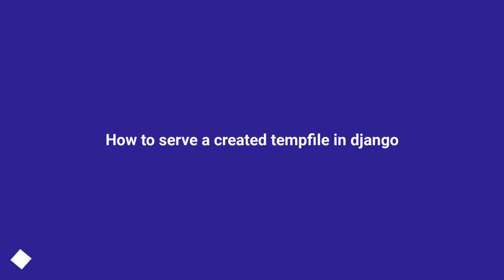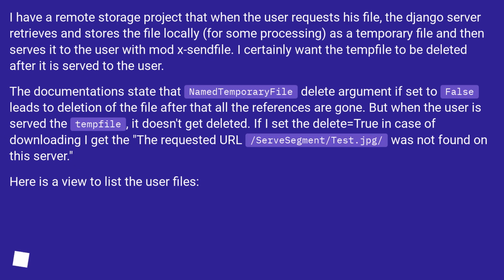How to serve a created temp file in Django. I have a remote storage project where, when the user requests his file, the Django server retrieves and stores the file locally, for some processing, as a temporary file and then serves it to the user with mod_xsendfile. I certainly want the temp file to be deleted after it is served to the user.